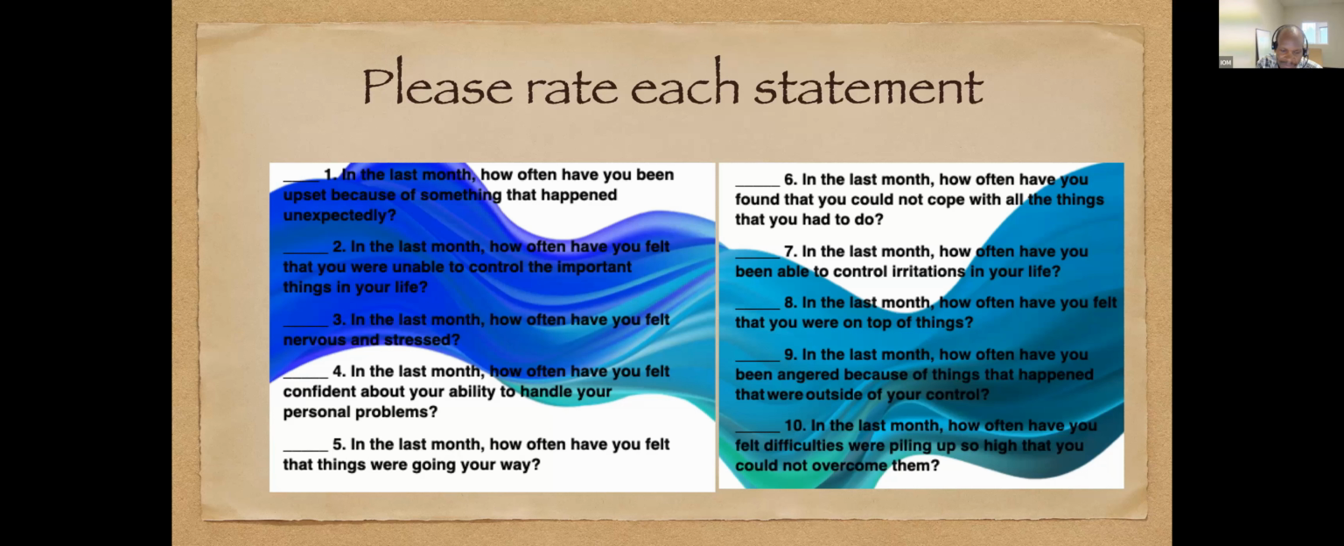Question number 5. In the last month, how often have you felt that things were going your way? Again, we are not going to mark this or anything. It is just going to be for your own use. In the last month, how often have you felt that things were going your way? Question number 6. In the last month, how often have you found that you could not cope with all the things that you had to do?